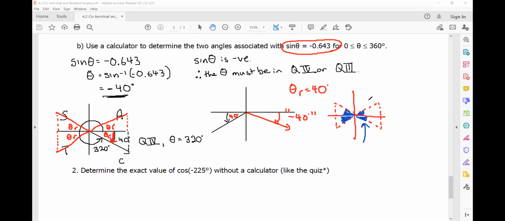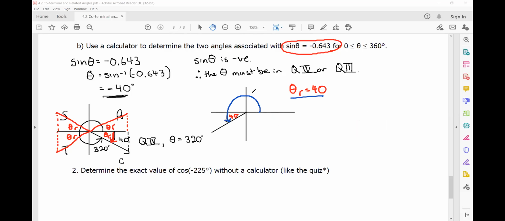Okay, so I'm going to clear some of this stuff. I don't need it anymore. And now erase this and erase that. Okay, so if that angle is 40 degrees, because I know that the reference angle is 40, well, what is that total angle? Remember, you can do this by counting. This is 90 degrees, 90 degrees, and then an extra 40 degrees. Or you can remember that the angle in quadrant 3 is always going to be 180 degrees plus my reference angle, which is plus 40, is 220 degrees.